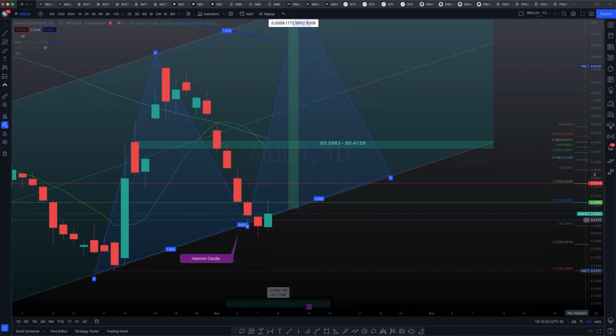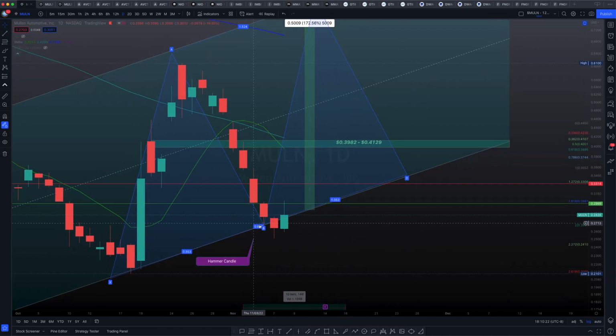Yesterday we were able to recognize that we had a hammer candle here. This is just some basic candle analysis, some really raw price action. I also noticed that we printed the hammer at the bottom of the downtrend, which is usually a signal of reversal, especially when you're on a higher time frame like the daily.